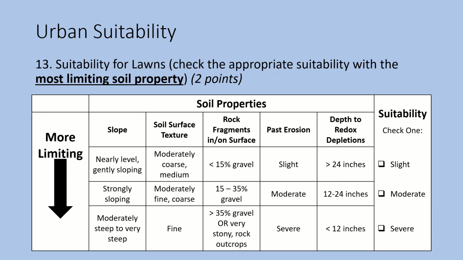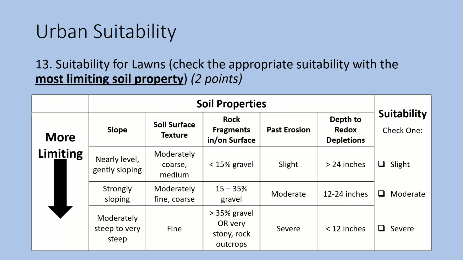Next question, we'll be looking at the site suitability for lawns. Very similar to the last question, the soil properties you'll be looking at are slope, soil surface texture, rock fragments in or on the surface, past erosion, and the depth to redox depletions. If you think about a good site for a lawn, you don't want something that's very steep. You don't want a lot of rocks on the surface because that can make it difficult to mow the lawn. You don't want it to be a site that's too wet, which if it had a high water table or if it's not very permeable and it can pond water, that would make your lawn wet.